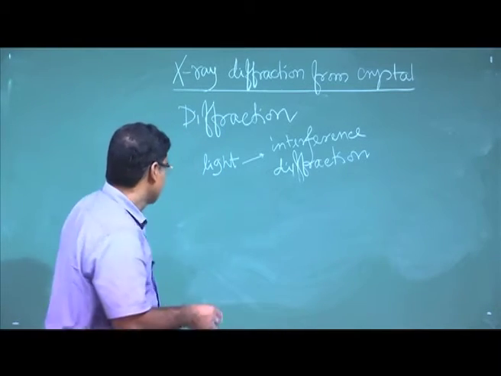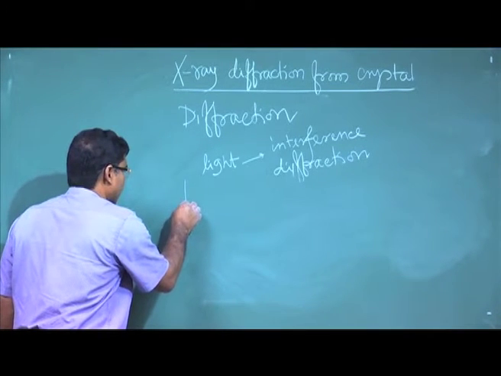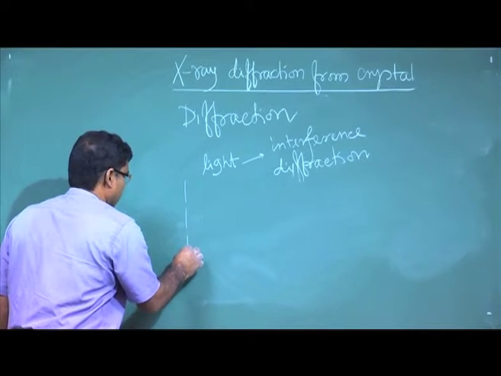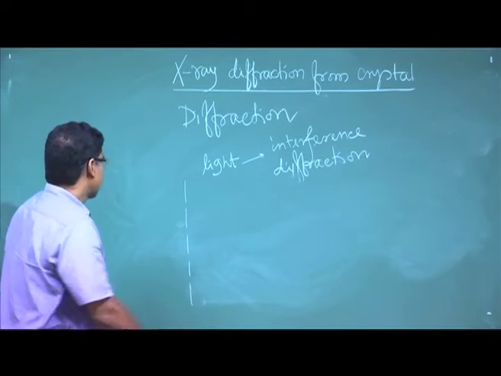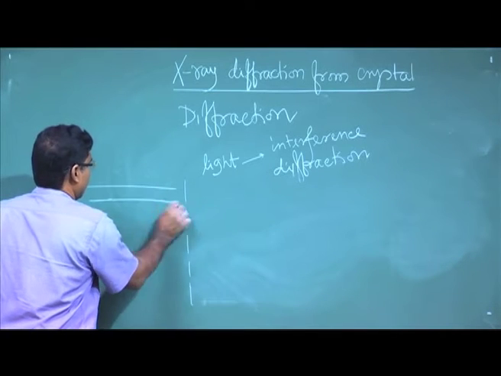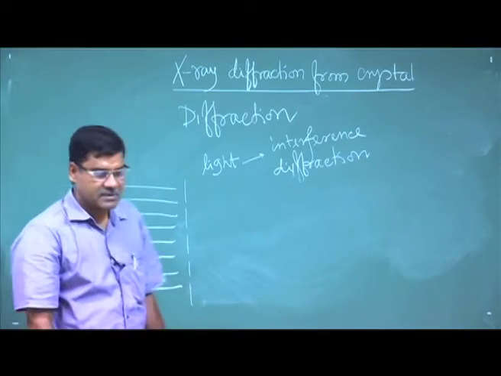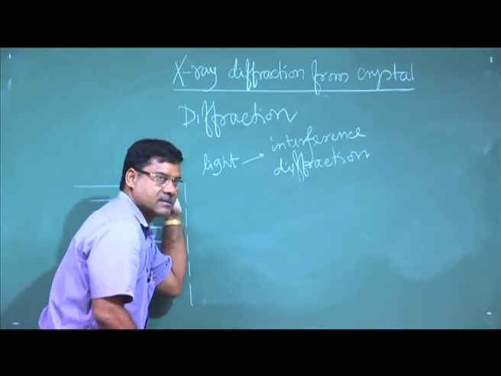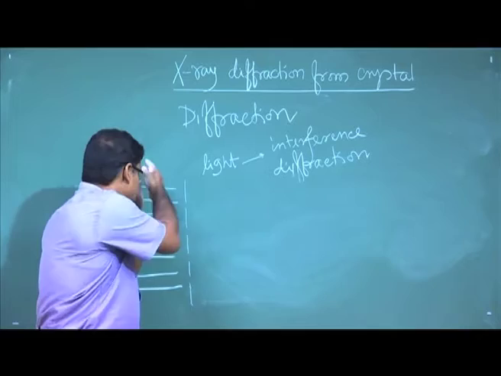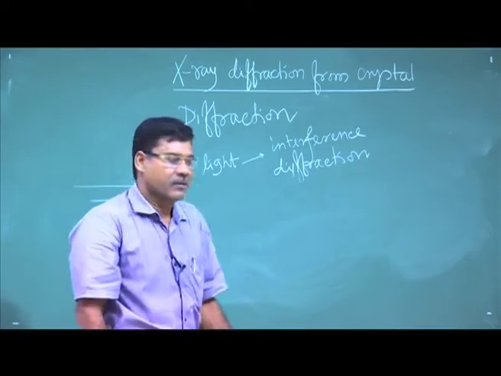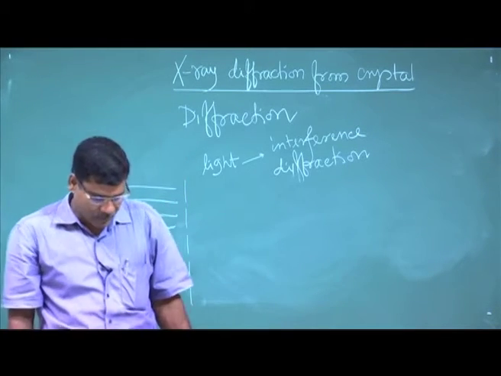What are secondary waves? Basically, when we say plane waves are coming, it means that on a plane the phase is the same everywhere. If you draw a plane here, the phases are the same, so we call it a plane wave. A plane wave is coming and falling on some obstacle.